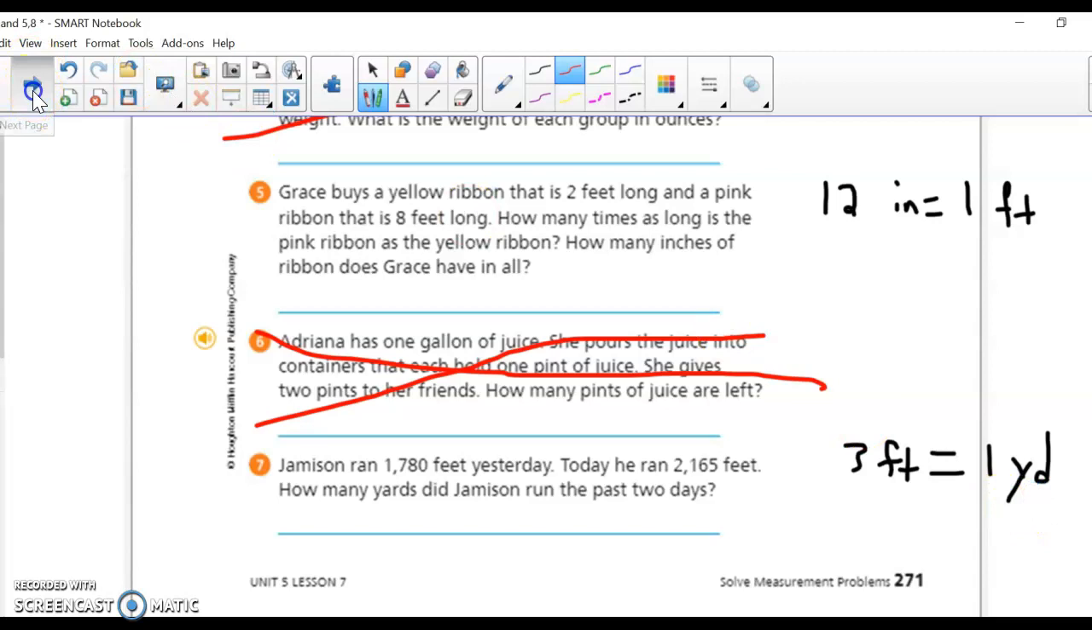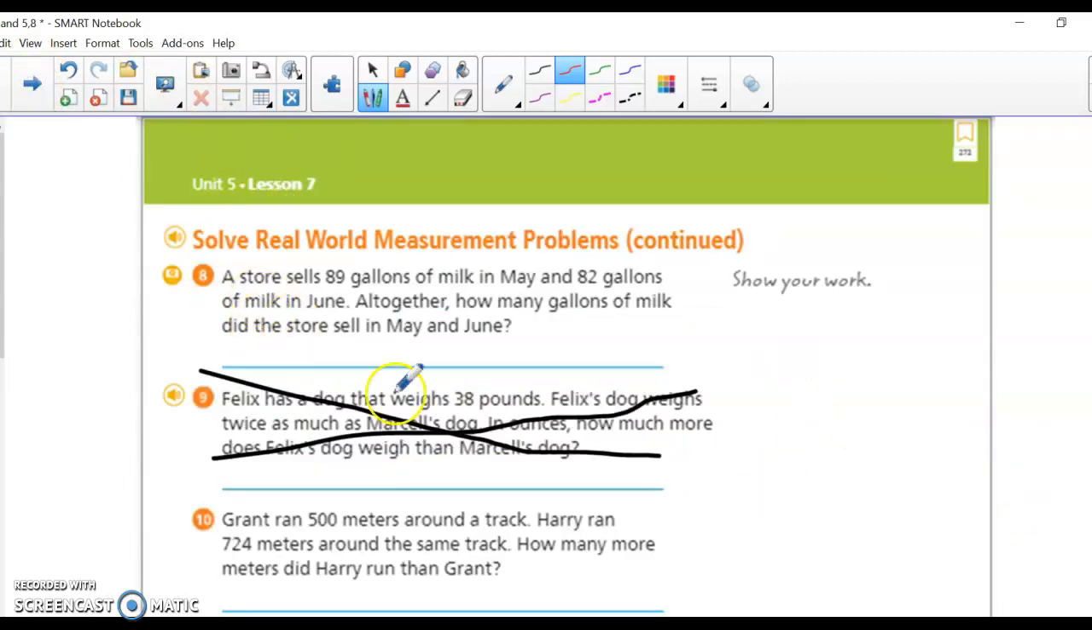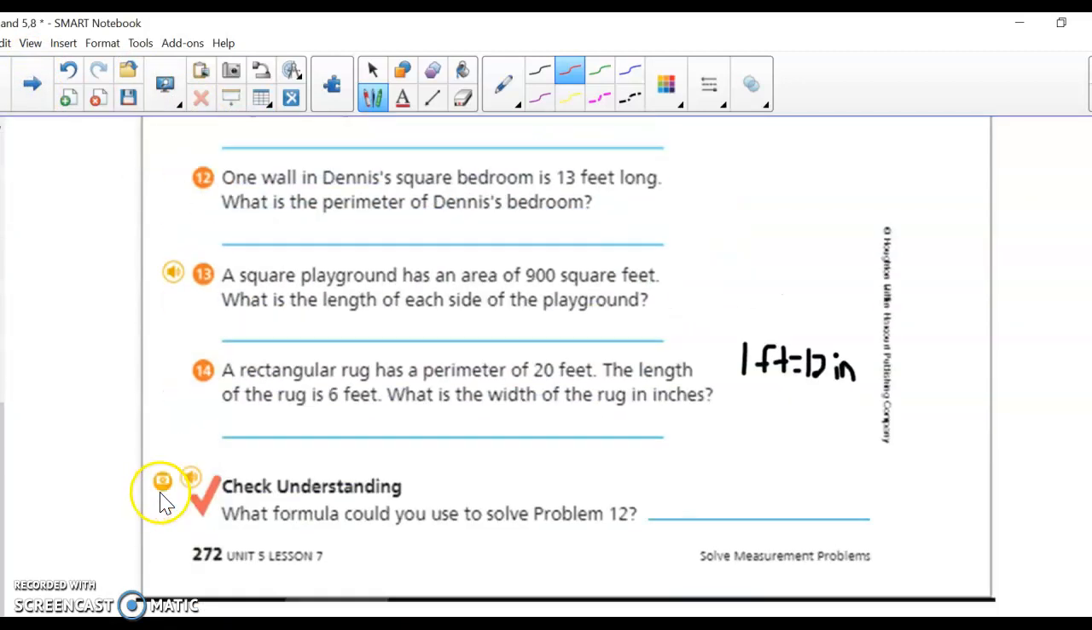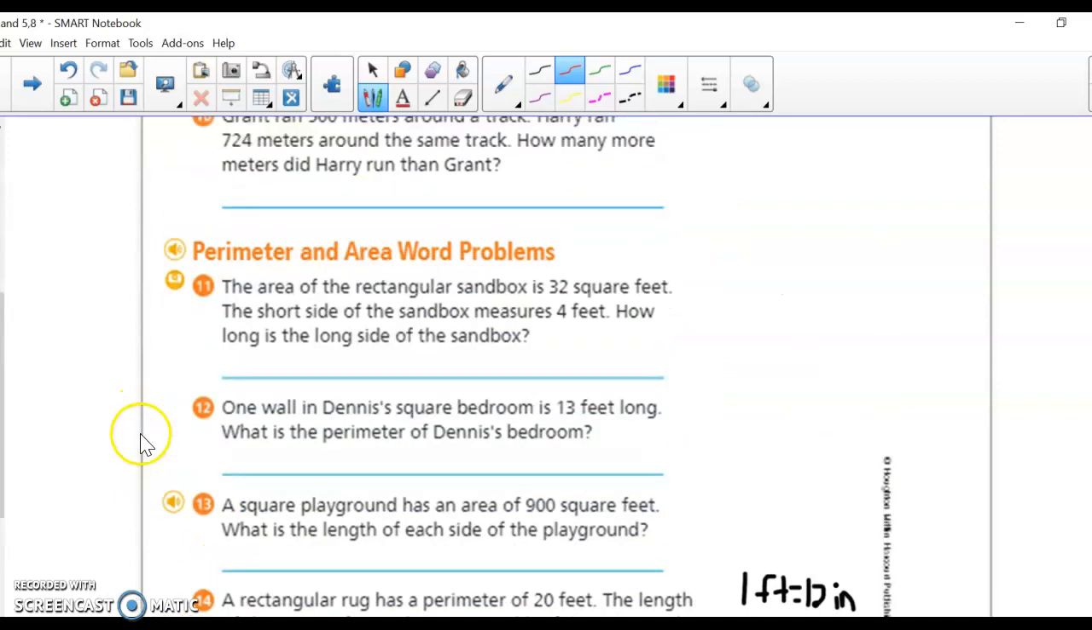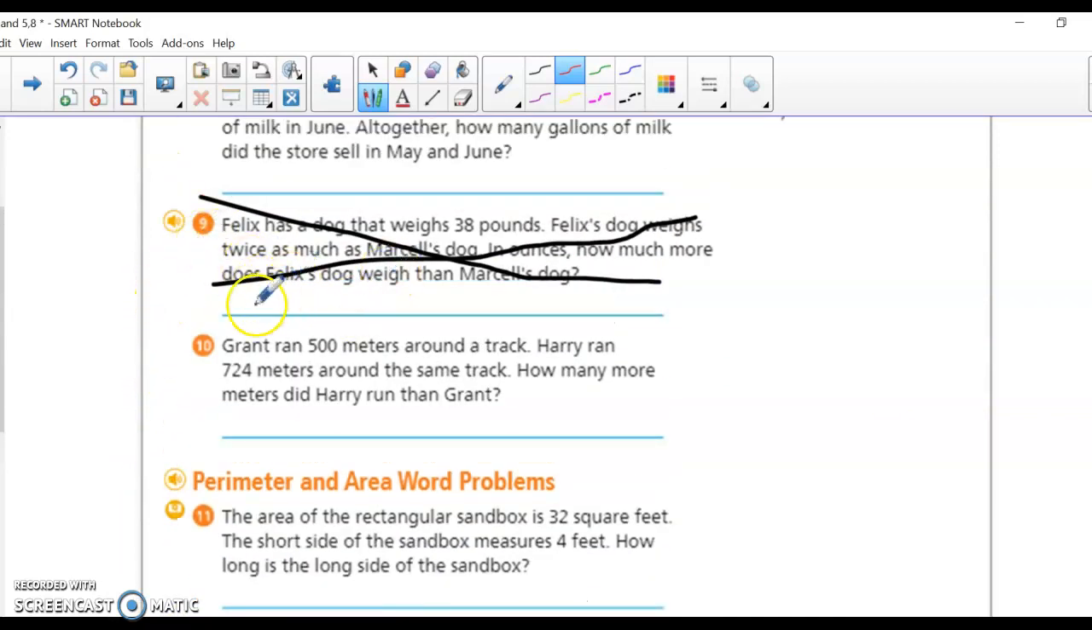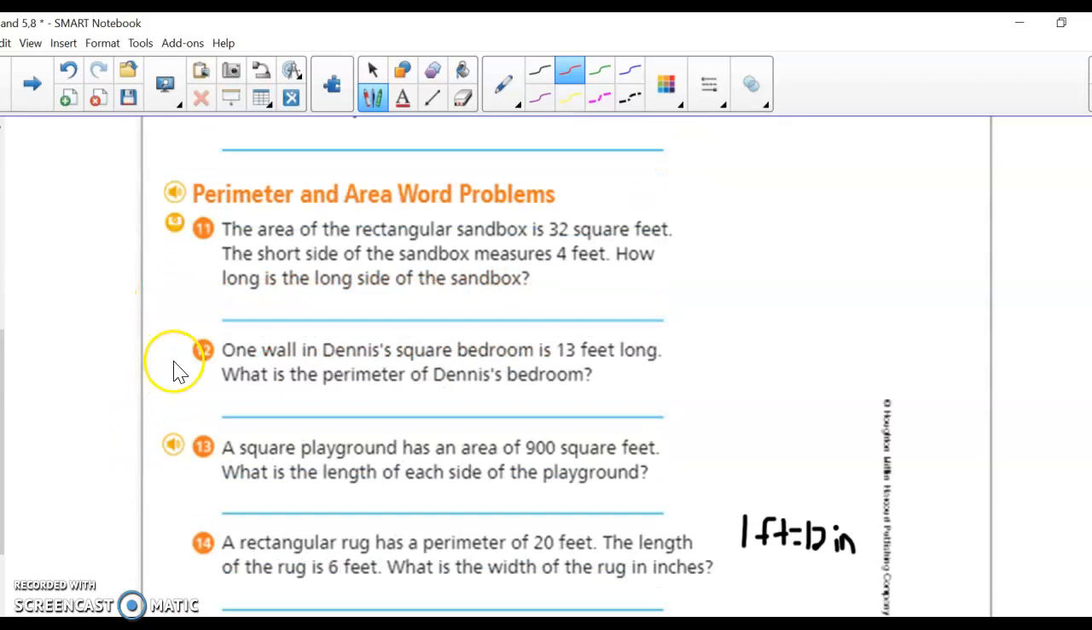Okay, and then on the next page, you can cross off number 9. So this is on page 272 now. You can cross off number 9. All right, and then the last 4 problems, there's a few things. So they're all area and perimeter problems. Okay, so you should draw each of these out.